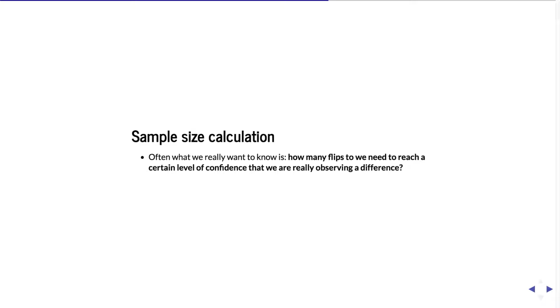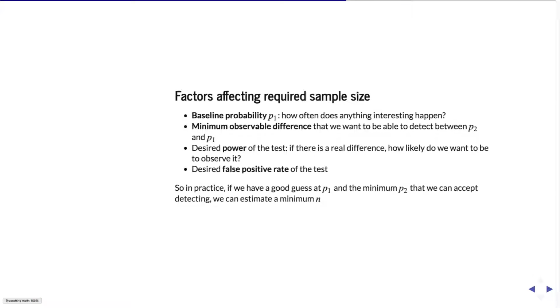And often, as Bill mentioned, what we're really interested in, in this case with our coins, is to be prescriptive. We want our test to have a certain confidence that we're right. If there's a real difference, we can observe it. If there isn't a real difference, we're not going to mistakenly detect it. And so how many flips do we need to reach a certain level of confidence?